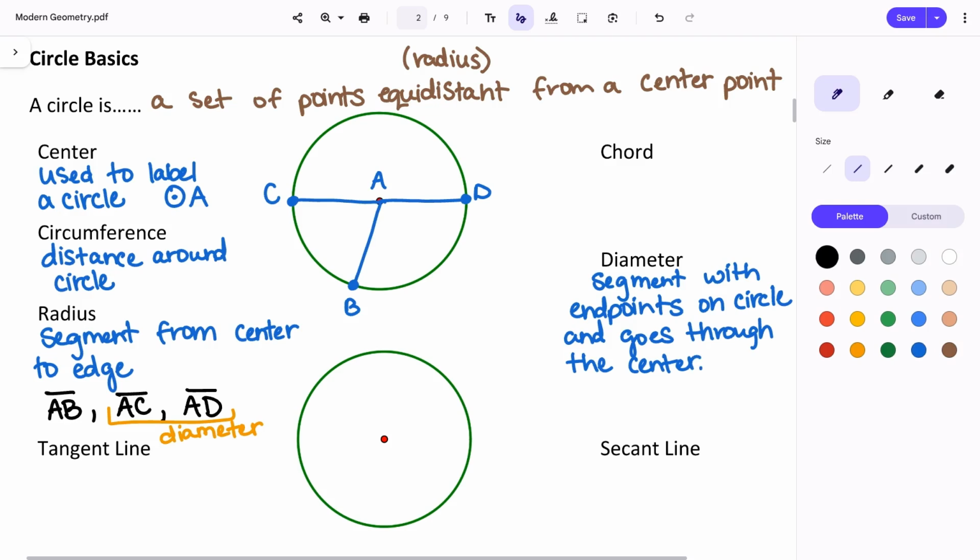When you name a diameter, you just use the endpoints. So I would call the diameter here either CD or DC. I don't have to say CAD. We don't use 3 points when we're naming a line segment. We just use 2. So I would use one endpoint and the other endpoint. So to name this diameter, you could say CD, or you could switch it and say DC. The order does not really matter when you're naming a diameter.